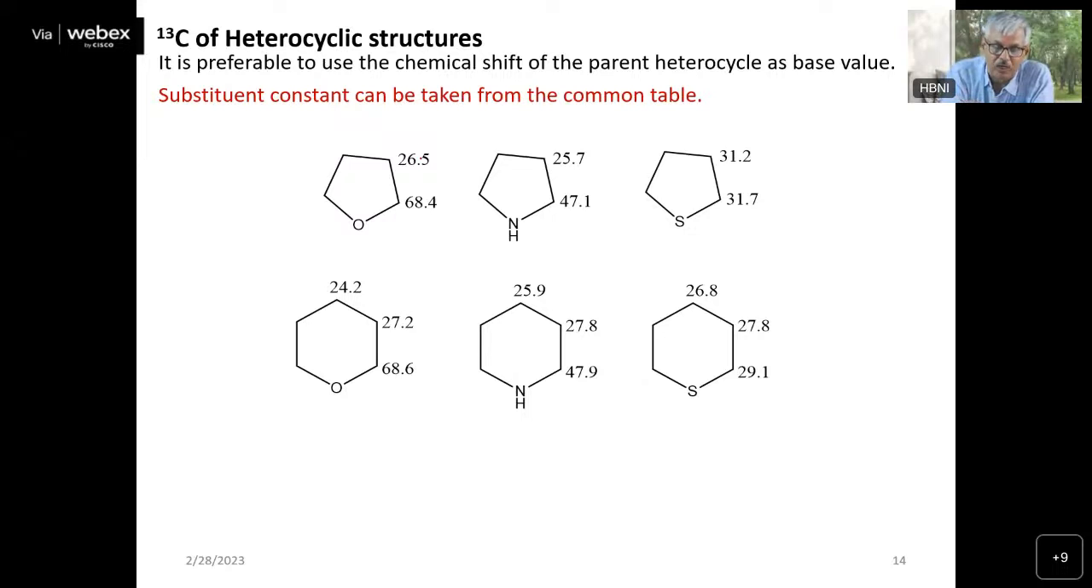only 2 carbons here because this is symmetry by the mirror C2 and sigma V. Here also C2 and sigma V. So these two carbons are equivalent. These two carbons are equivalent. So similarly for these. So we will take these values. These are the base values. Okay. And then we will see what are the effect of substituent. Okay. So I'll show you one example.